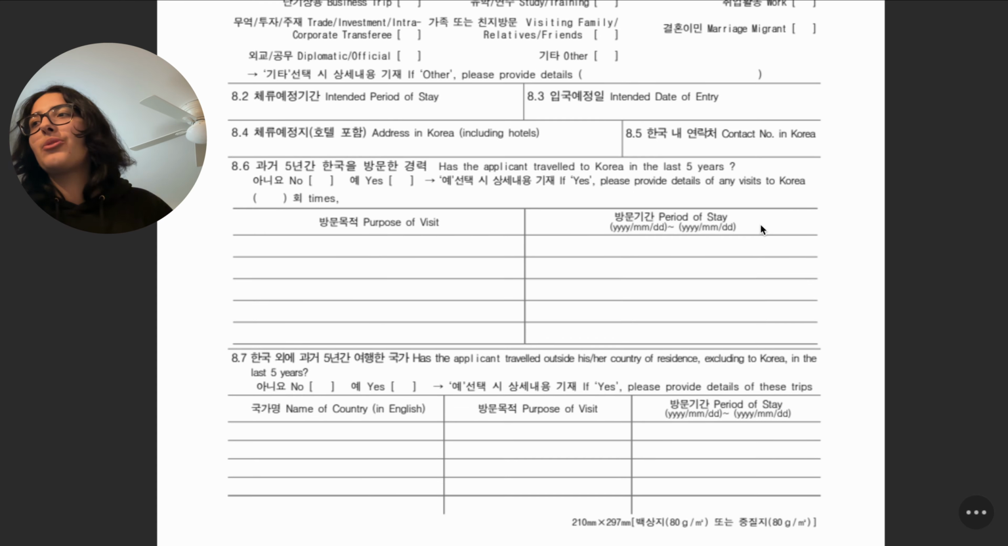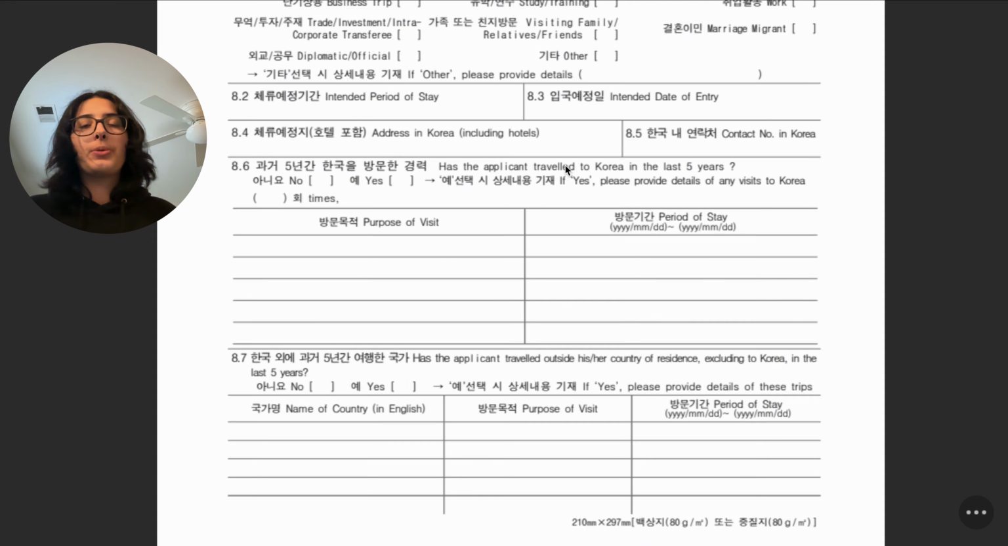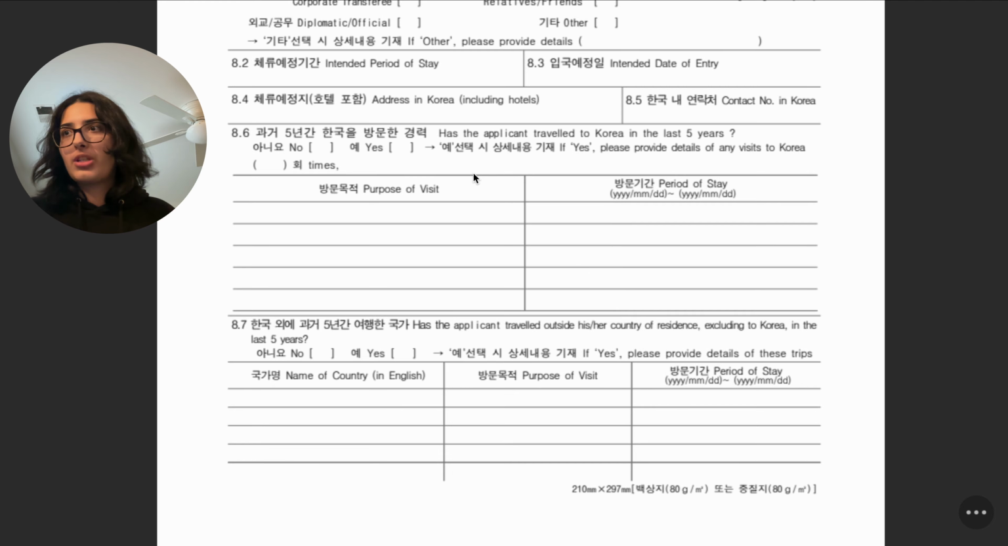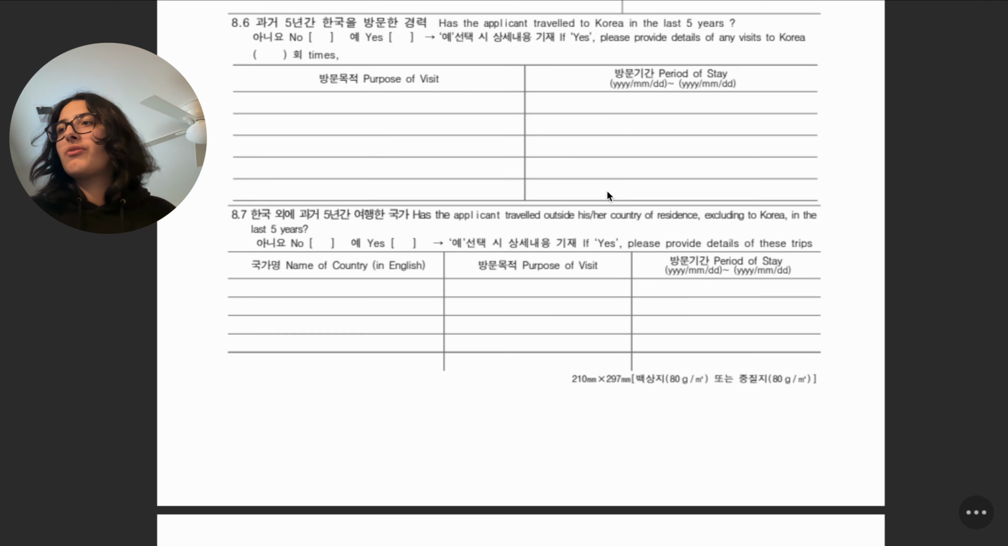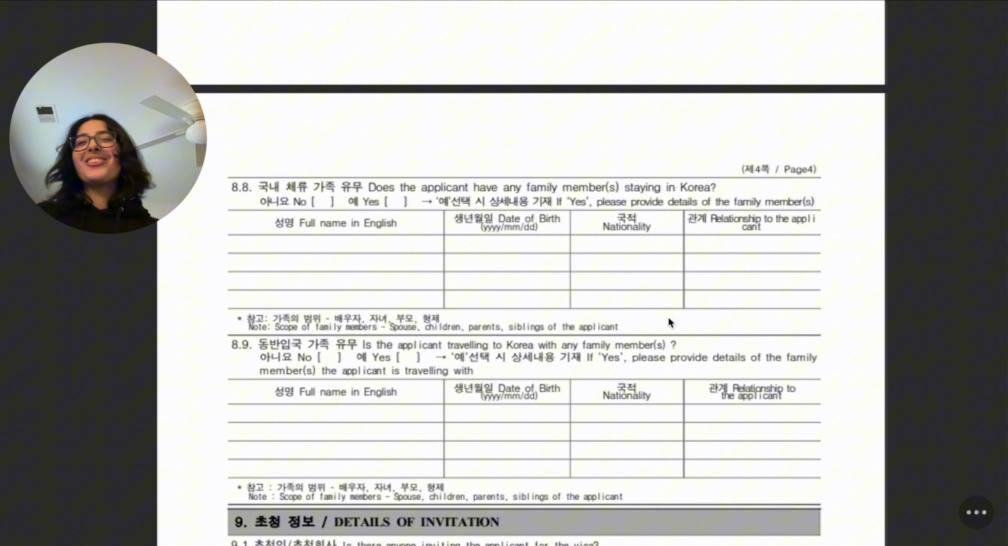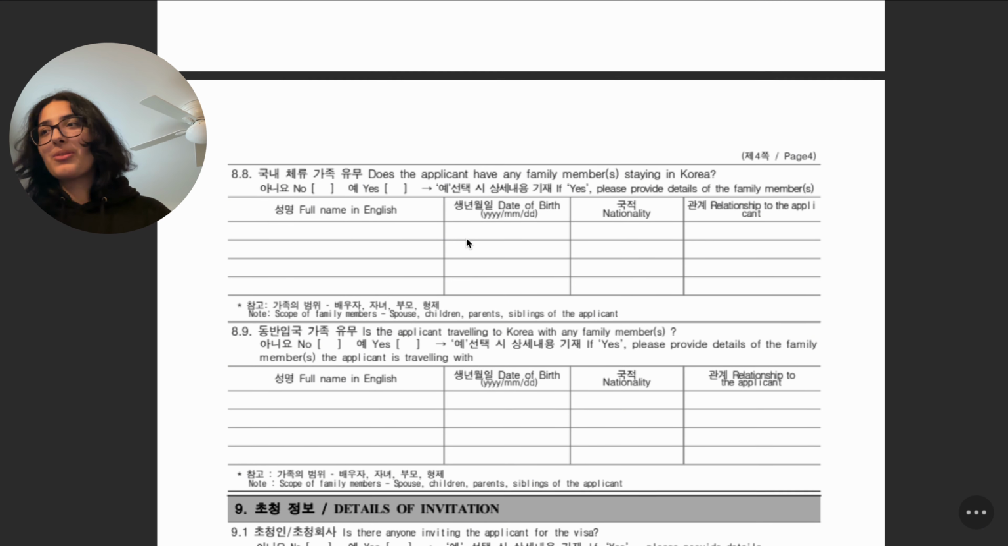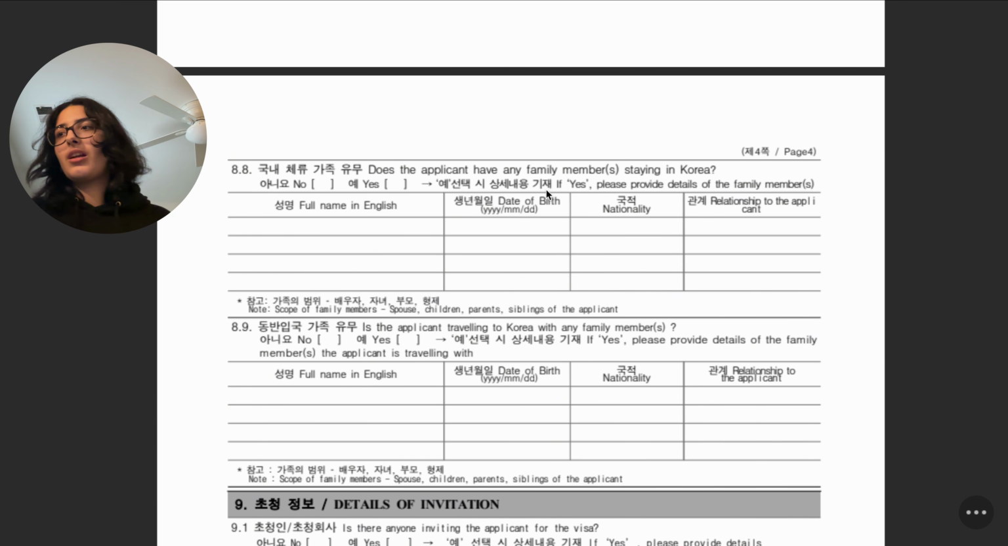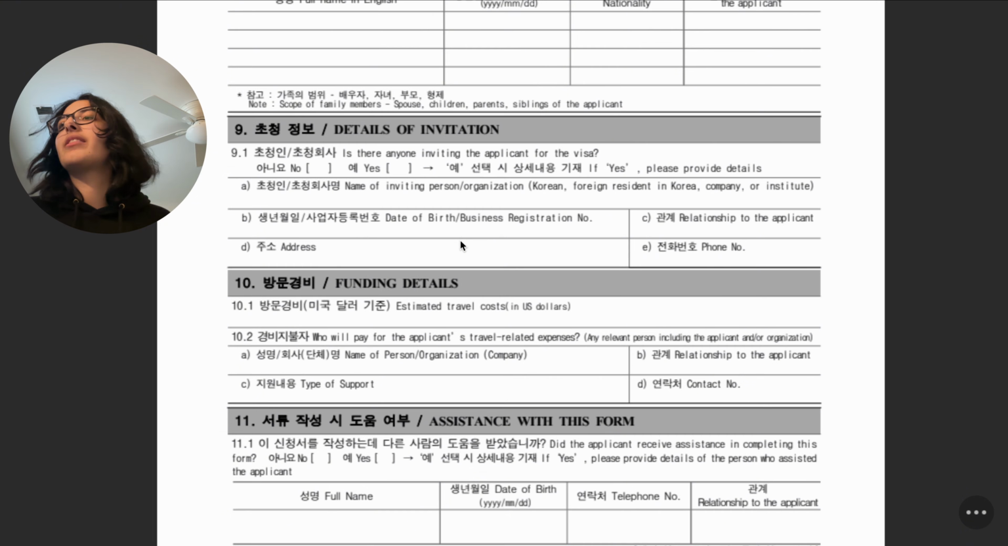And then have you traveled to Korea in the last 5 years? You put the purpose, period of stay, check yes or no. And then if you've traveled outside your country of residence, not including Korea in the past few years, so like if you've gone out for vacation or visiting friends, you would put the country, the purpose, and then how long you were there. You'll also be asked if you have any family members staying in Korea, so you can put those details there, and if you're traveling there with any family members. All right, this part is a little bit complicated, but you should have all the information you need.